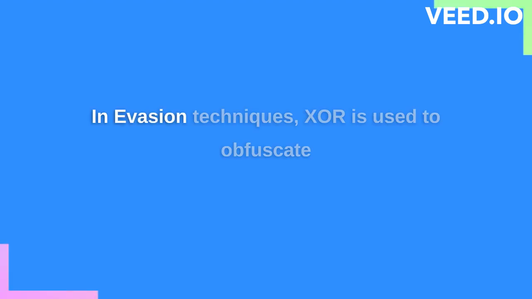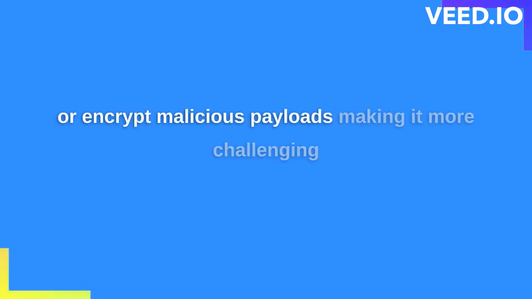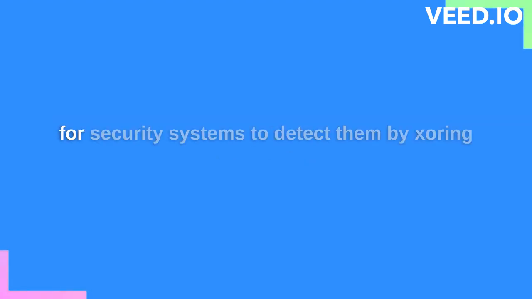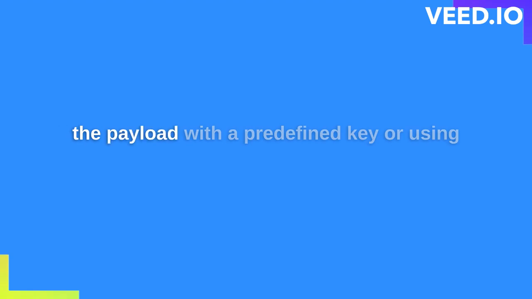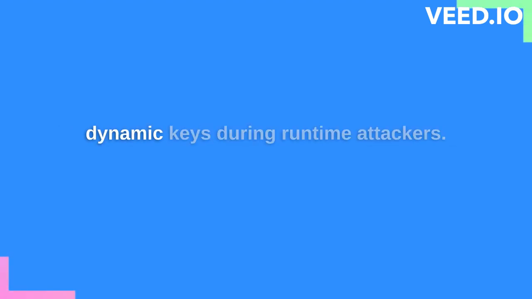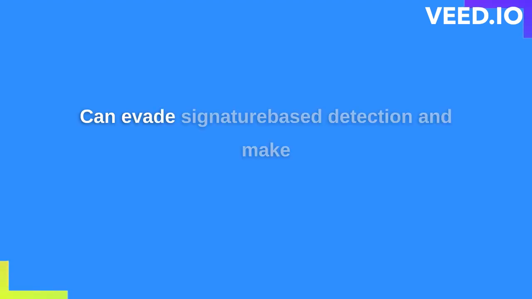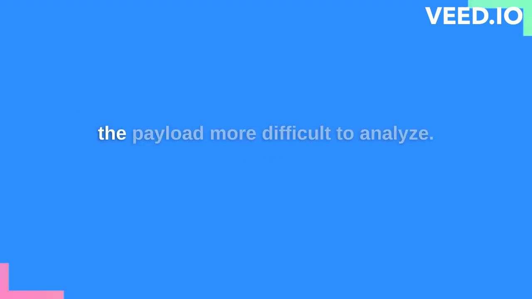How is XOR used in evasion techniques? In evasion techniques, XOR is used to obfuscate or encrypt malicious payloads, making it more challenging for security systems to detect them. By XORing the payload with a predefined key or using dynamic keys during runtime, attackers can evade signature-based detection and make the payload more difficult to analyze.